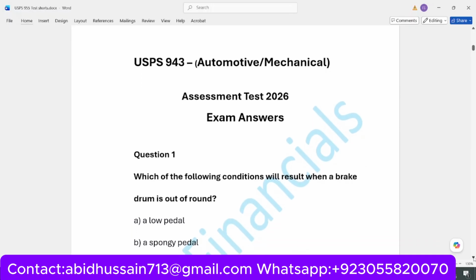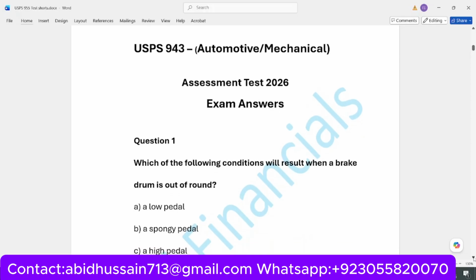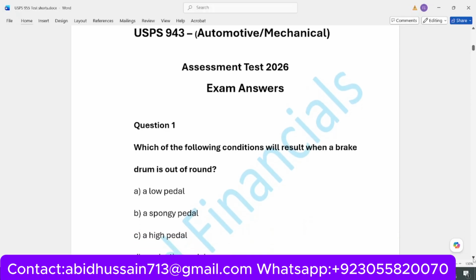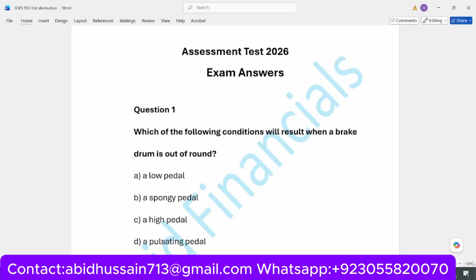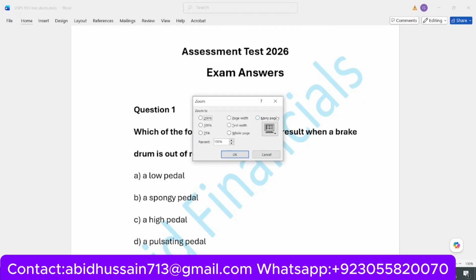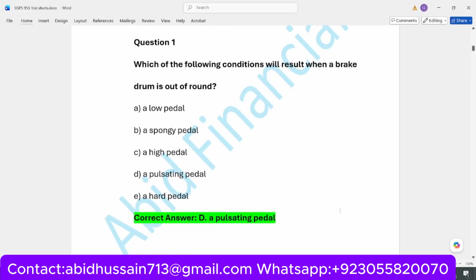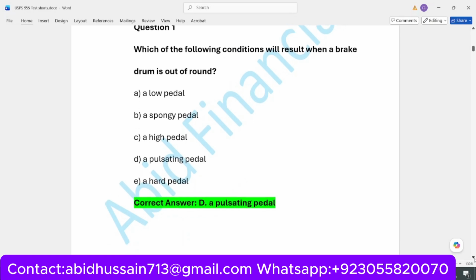Which of the following conditions will result when a brake drum is out of round? Option A, a low pedal. B, a spongy pedal. C, a high pedal. D, a pulsating pedal. The correct option is option D, a pulsating pedal. Question number 2.